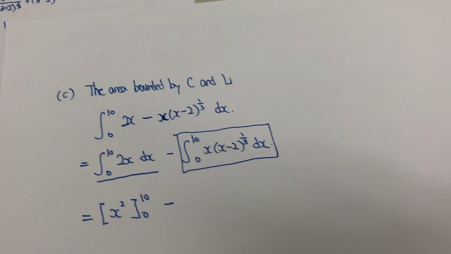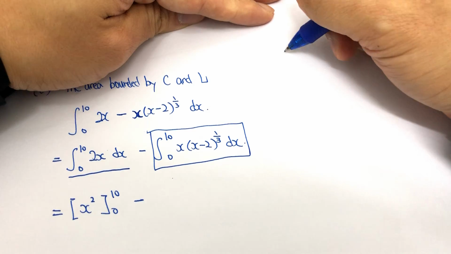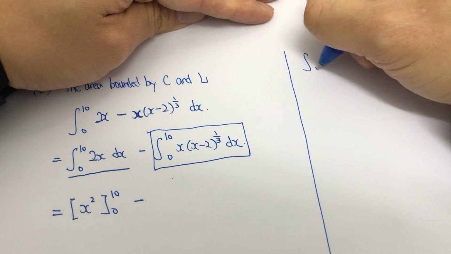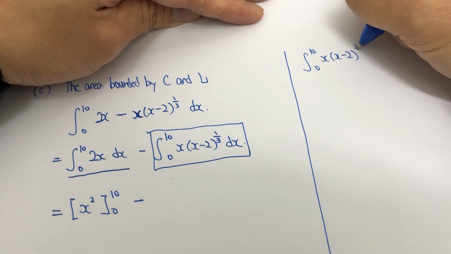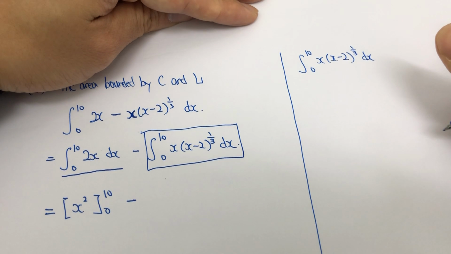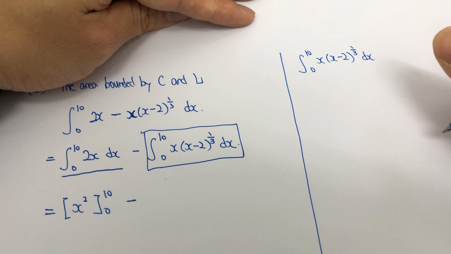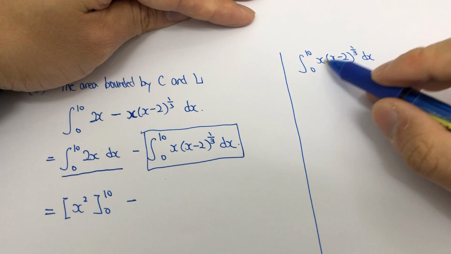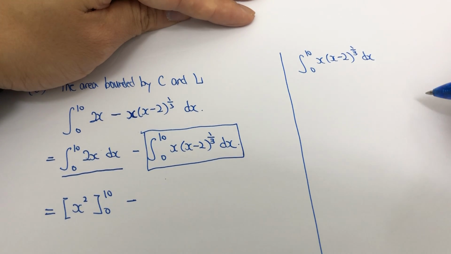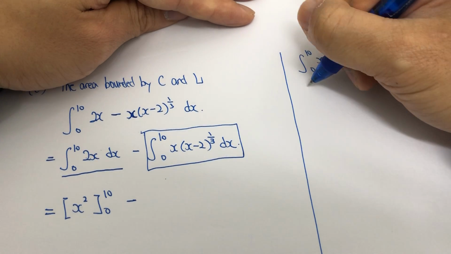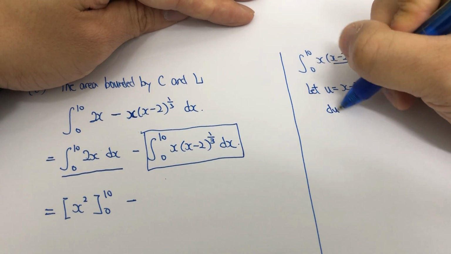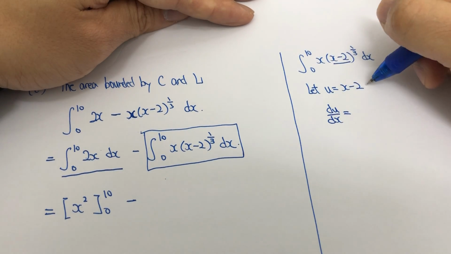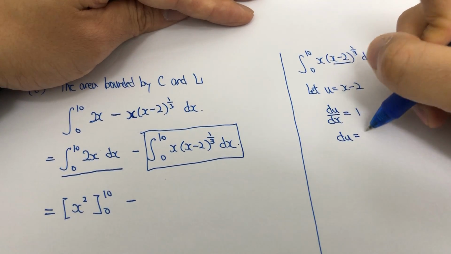Okay, what about this? It's not that easy, this part. So let's do this here. Integration from 0 to 10 of x times (x minus 2) to the power of 1 over 3 dx. What could we do to integrate this? Don't tell me product rule. There's no product rule in integration. Yes, we should let u be x minus 2. If u equals x minus 2, then you have to consider du dx. Differentiating x minus 2 becomes 1, so that means du equals dx. Okay?